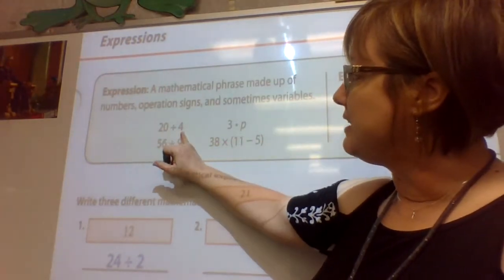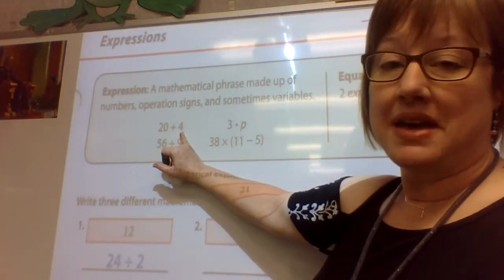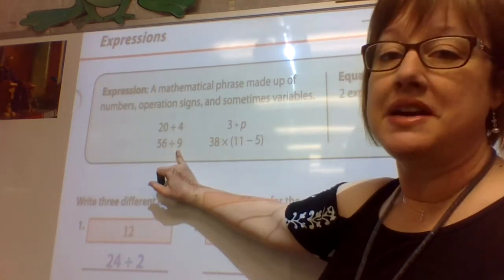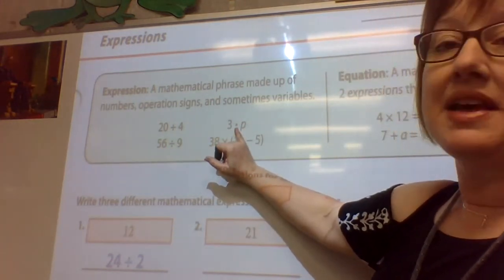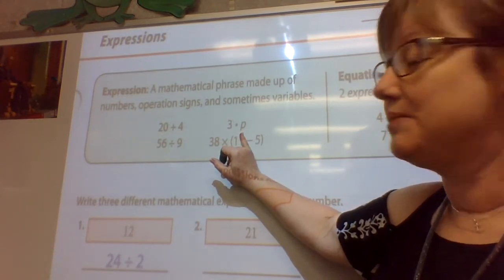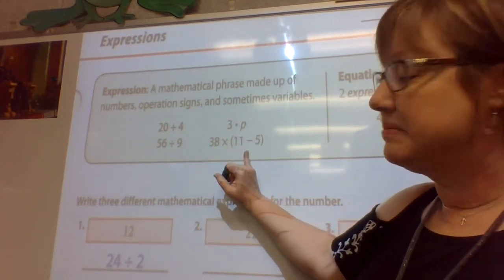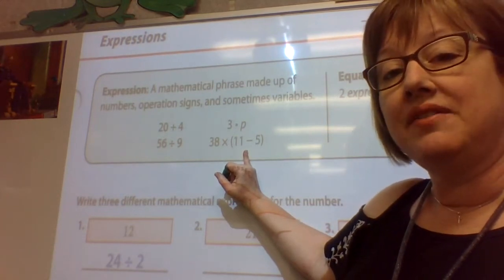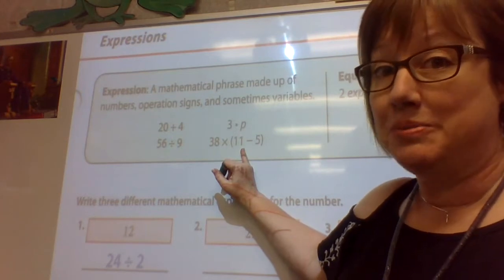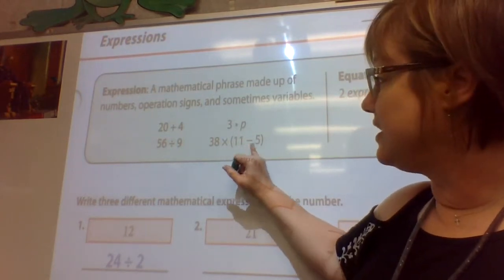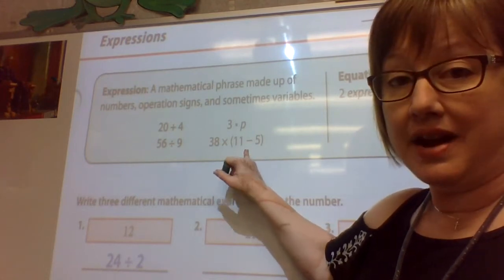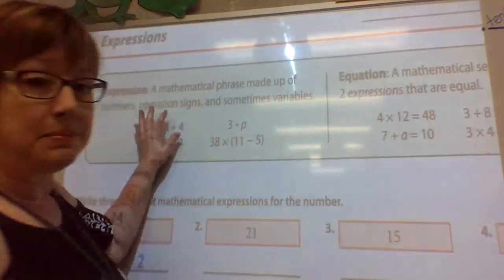So we could say 20 plus 4 is a mathematical expression, a mathematical phrase. 56 divided by 9. 3, remember what that dot means? 3 times p, the unknown number. You don't know what that number is. You have to figure out what it is. 38 times the difference between 11 and 5. Whenever you see parentheses, what does that mean? That means you're supposed to do them first, remember? So you really should have done 11 minus 5, and it would be 38 times 6, right? Okay. So those are expressions.